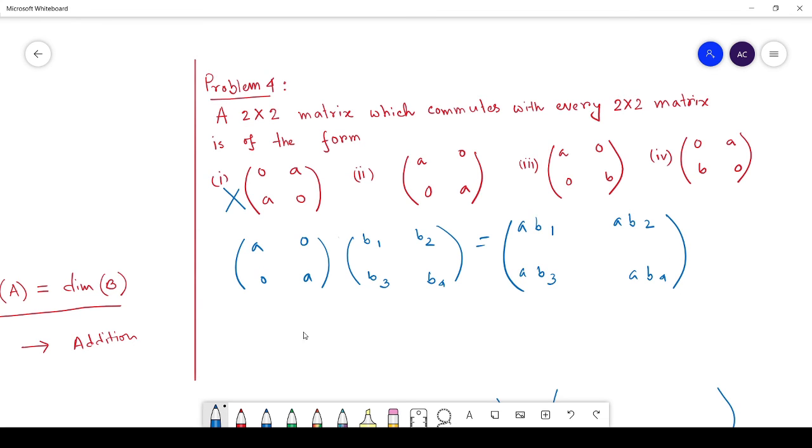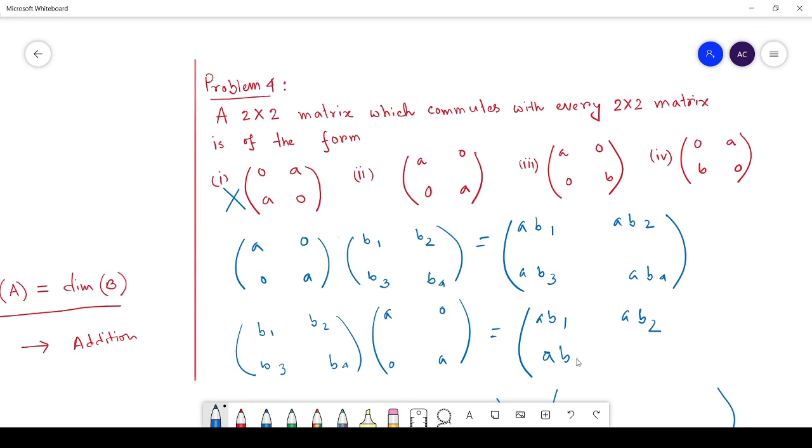Okay, and if we do the other way around, that is B1 B2 B3 B4 times this matrix A 0 0 A, it would give rise to A B1, B2 into 0, 0, B1 into 0, A into B2 would be in the (1,2) position, then in this position it would be A B3, and the next position would be A B4. You can see that the matrices are exactly the same. Okay, so this statement is correct.